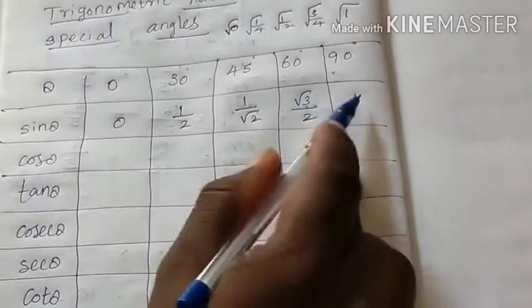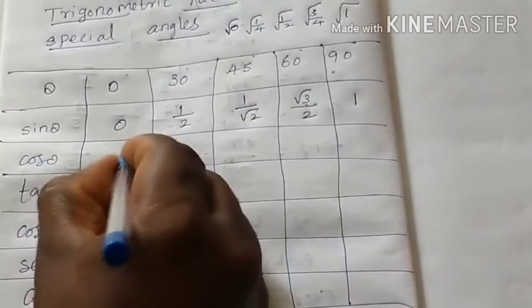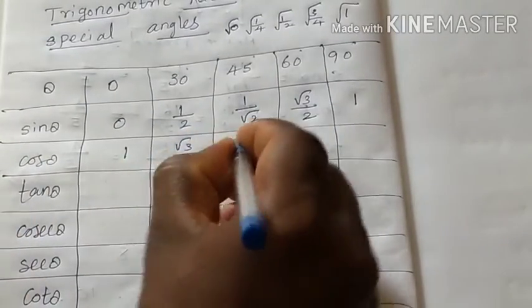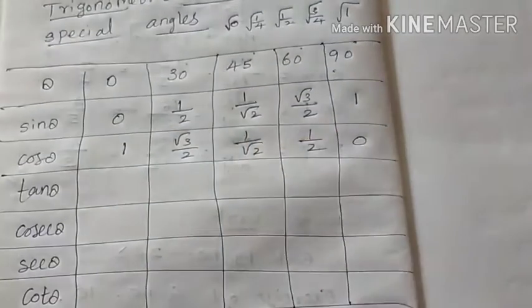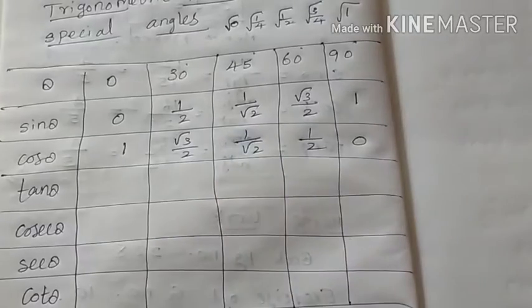Then the reverse form is cos theta: 1, root 3 divided by 2, 1 by root 2, 1 by 2, 0. Have you understood the answer?